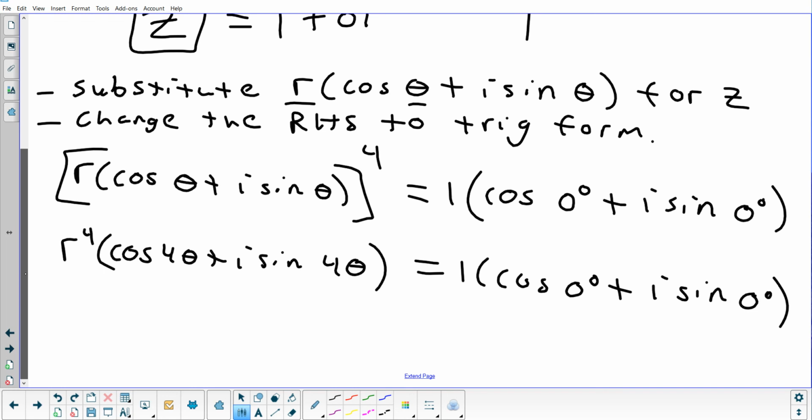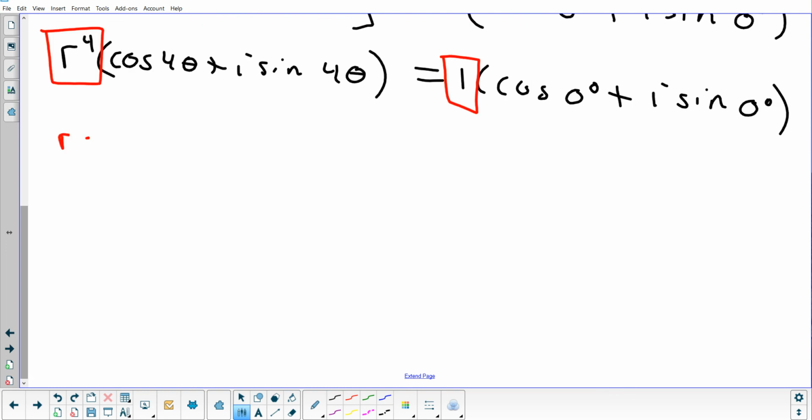All right, well, this is the radius on the left. It's r to the 4th. What's the radius on the right? Yeah, 1. You're going to set those two things equal to each other. So take the radius on the left and set it equal to the radius on the right. So this is the equation for the radius. We'll come back and solve that in a second. Now we need to set up an equation for the angle.